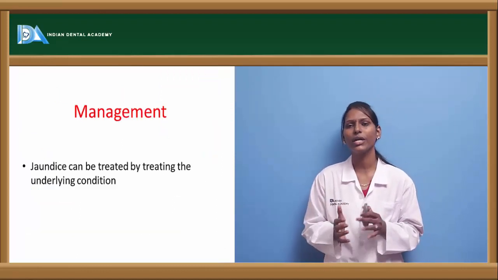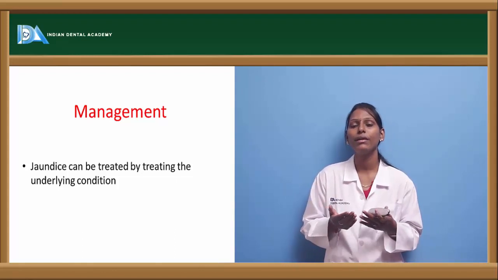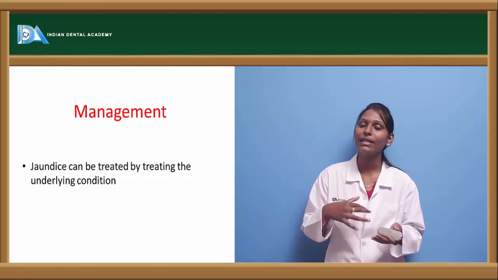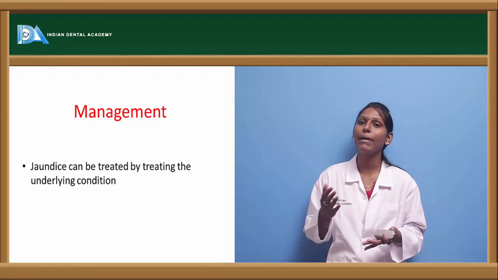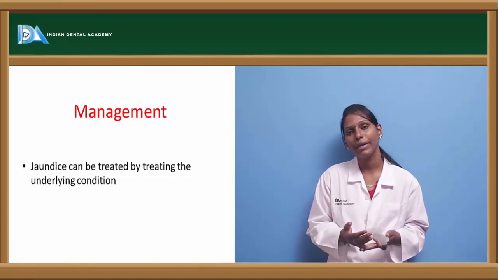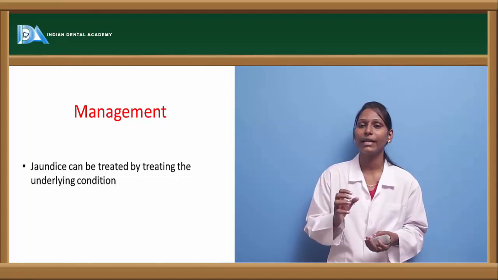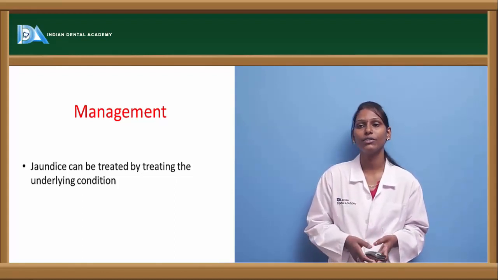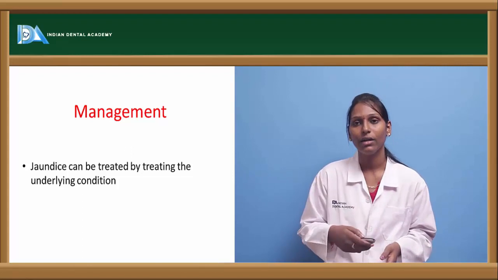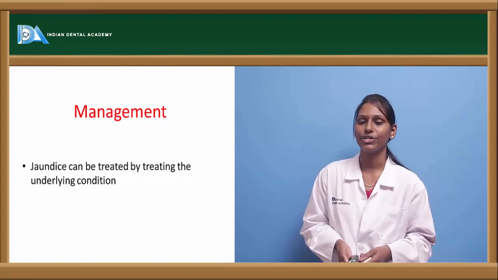As I already told, jaundice is a condition which will be manifested because of any underlying diseases. It can be either intrahepatic or extrahepatic. It can be a genetic reason, because of obstruction, etc. If these conditions are treated, then jaundice can be treated. So it can be treated by addressing the underlying condition.